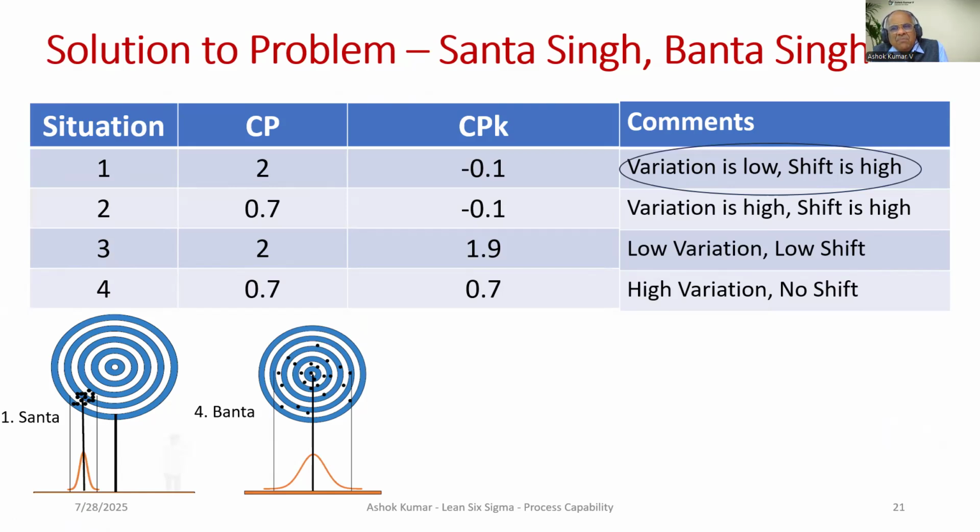Now if you map these two things to the above table, may I say that for Santa Singh the variation is low, the shift is high, the kind of scenario we saw in the previous example. Now, which scenario do you think Banta Singh is? Out of 2, 3, 4, this guy has got a high variation, so you go straight away to scenario 4, but no shift. So which one do you prefer? Who is more likely to do better in the Olympics? And what is the expectation there?